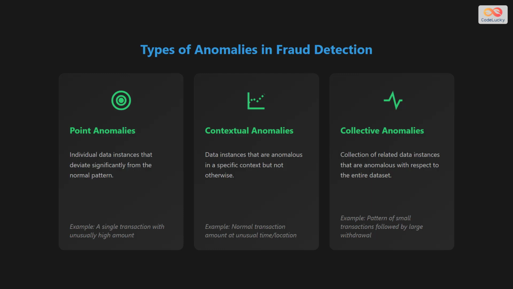The second type is contextual anomalies, which are data instances that are anomalous in a specific context but not otherwise. For example, a normal transaction amount at an unusual time or location. The third type is collective anomalies, which are a collection of related data instances that are anomalous with respect to the entire data set. For example, a pattern of small transactions followed by a large withdrawal.